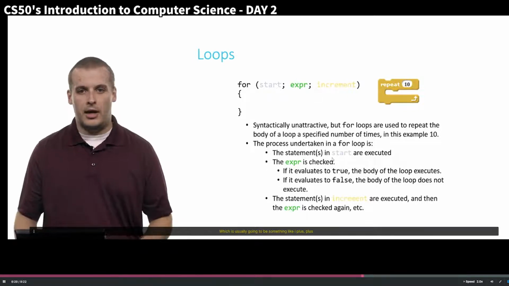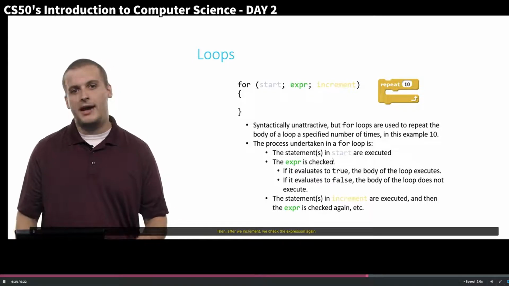After we've executed the body of the loop one time, we then do what is in the increment part there, which is usually something like i++ that modifies a counter variable. Then after we increment, we check the expression again and repeat those steps over and over until the expression is no longer true.